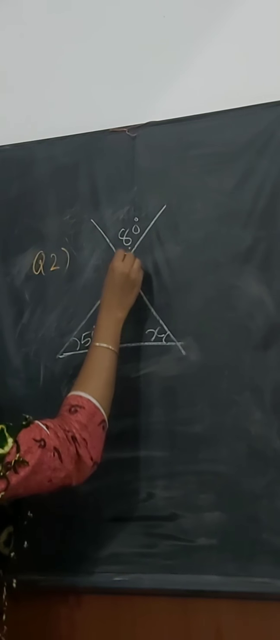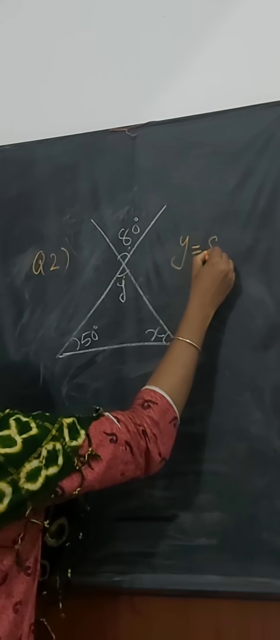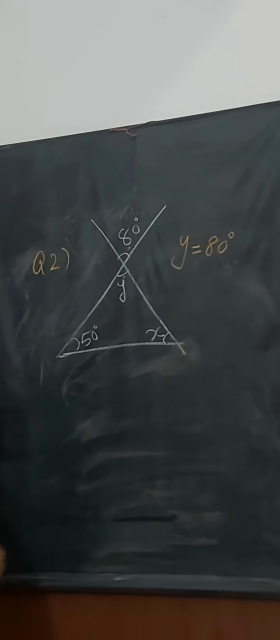This is the second diagram. Look at this figure. This angle and this angle are vertically opposite angles. That means these two angles are equal in measure. That is, angle y equals 80.